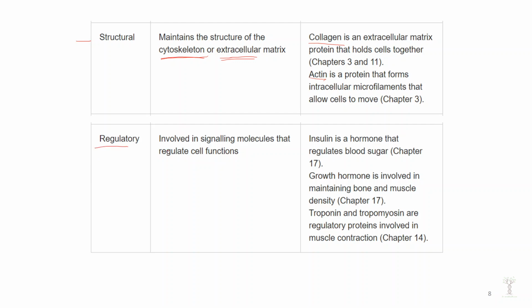And lastly, our last category is regulatory proteins. And these would be things like hormones, like insulin, that helps to regulate blood sugar. So when we eat food, we make insulin, and that helps our blood sugar enter the cells. Growth hormone helps to regulate bone density and helps us to build muscle proteins like actin and myosin.